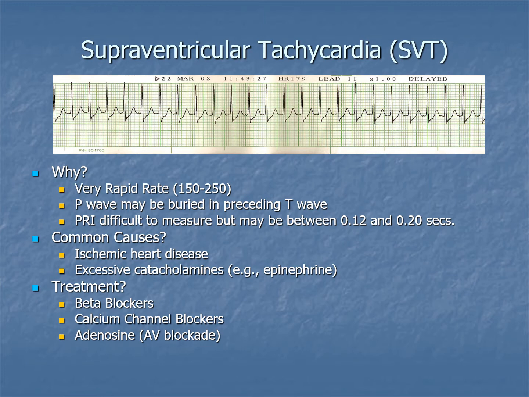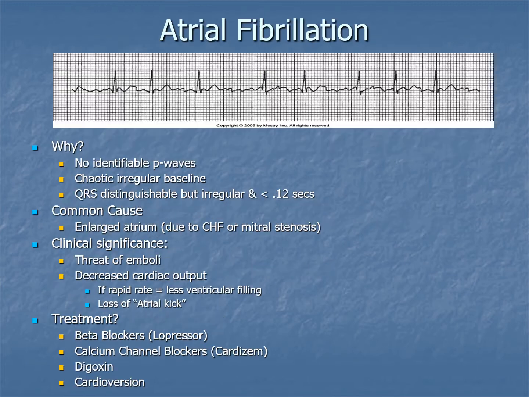Common causes are ischemic heart disease and excessive catecholamines such as epinephrine. Treatment will include beta blockers or calcium channel blockers. And in certain circumstances where, again, the heart rate is starting to really exceed 200, they may actually use adenosine, which will cause a very brief AV blockade with the hopes of having the appropriate pacemaker take over and the heart rate restored to something that's either normal or closer to normal.